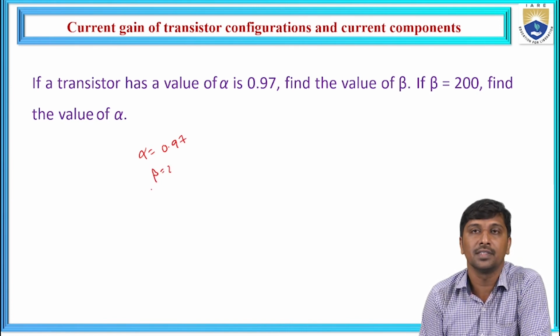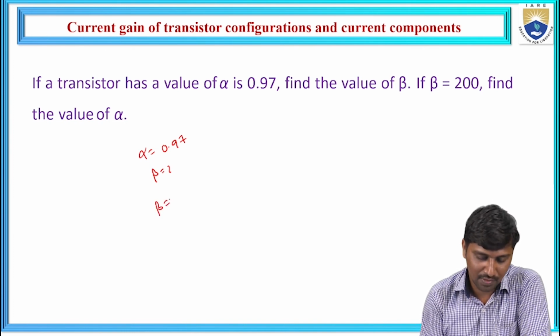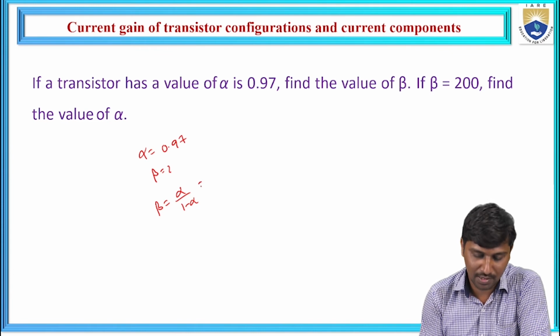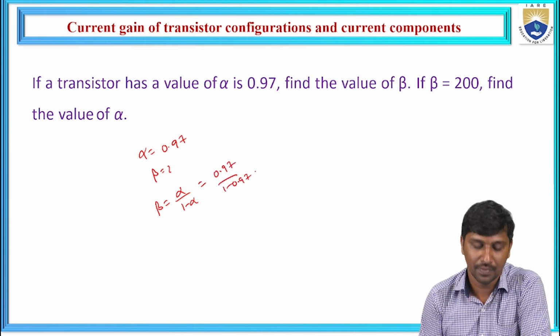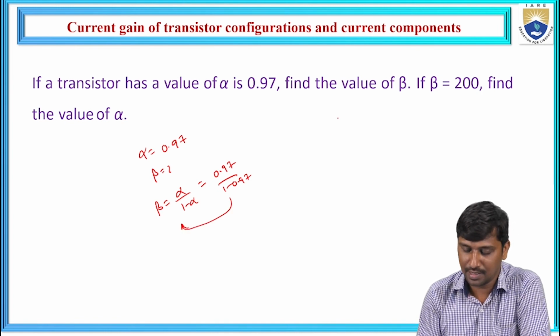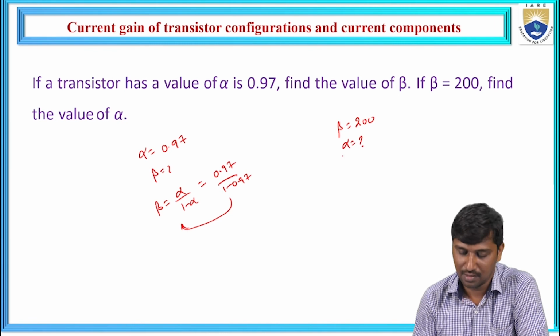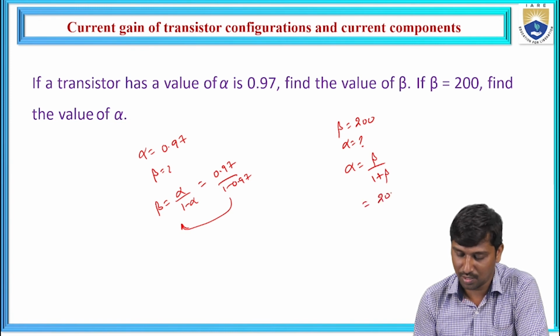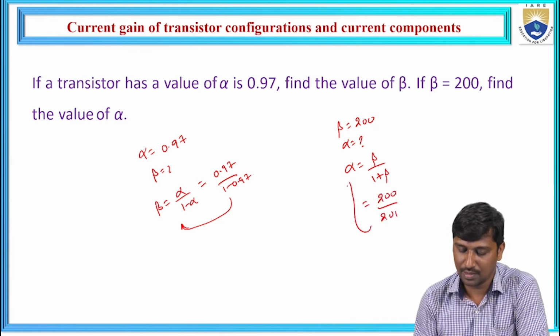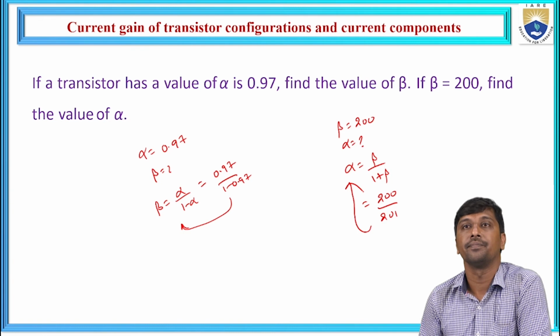In this session we observed the relation between alpha and beta. So beta in terms of alpha, beta is alpha by 1 minus alpha, that is 0.97 divided by 1 minus 0.97. It gives the beta. In the second case, they given that beta is 200, then we need to calculate alpha, so we need to write alpha in terms of beta. Alpha is equal to beta by 1 plus beta, that is 200 divided by 201, that gives the alpha.